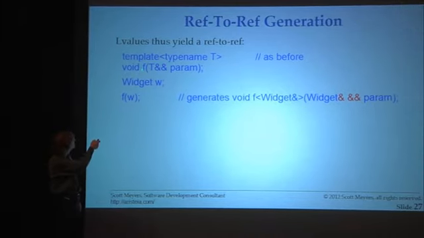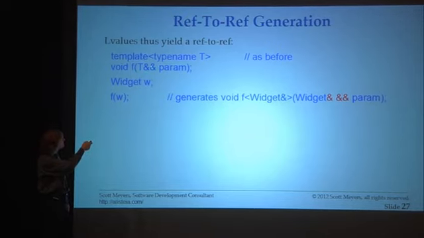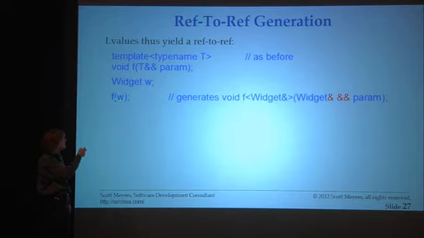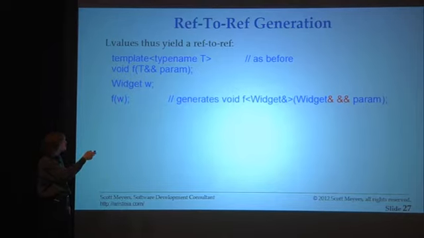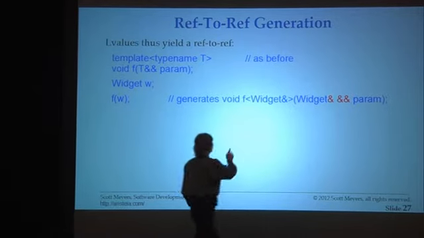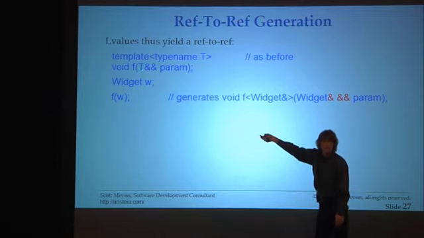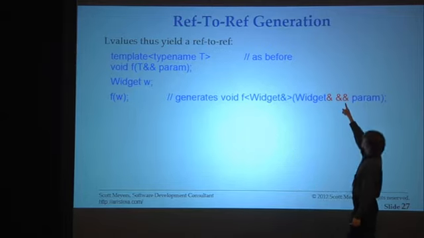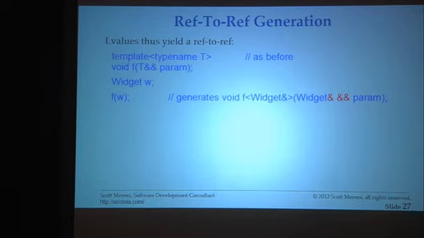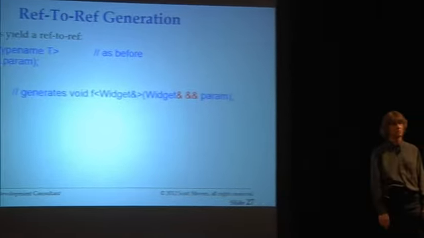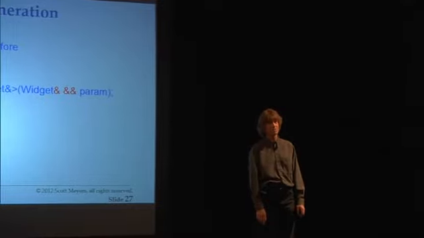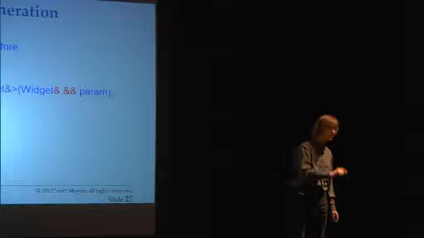Okay, so here's our same template. It takes a T ref ref, a universal reference. If I now call it with f of w, because this is an L value, the type T that will be deduced is widget ref. And what that means is I instantiate f of widget ref, and now I take widget ref and just substitute it in for T, because that's the type that was deduced. Widget ref ref ref, reference to reference. You can't write this code, but the compiler internally can generate it. In fact, this had a name in C++98. It was known as the reference to reference problem. It's not a problem anymore. It's an opportunity.